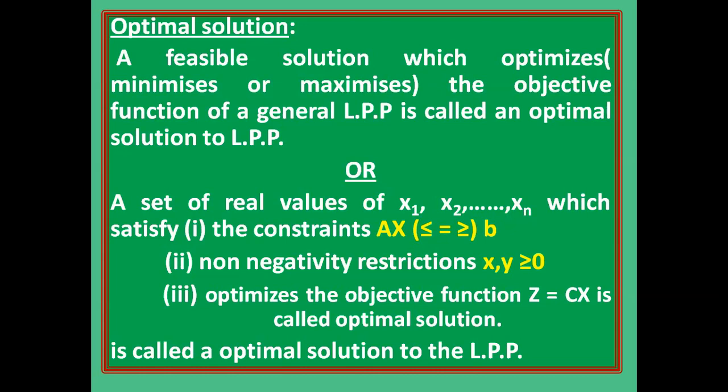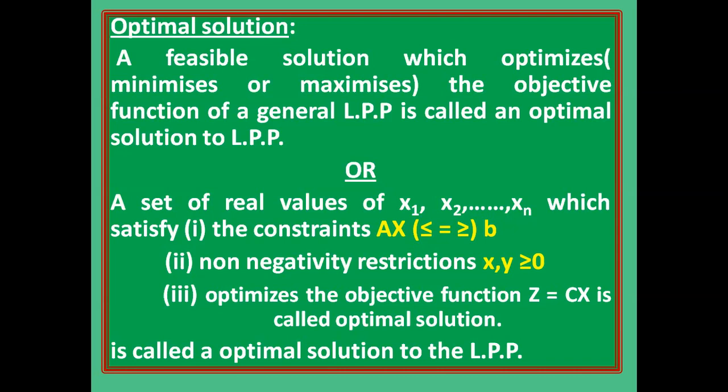A feasible solution which optimizes, minimizes or maximizes the objective function of a general LPP is called an optimal solution to LPP. Here again we have to stress the first word of the definition, feasible solution. Whenever we specify a feasible solution, it already satisfies all the given constraints and the non-negativity restriction. And in addition, if it optimizes, either minimizing or maximizing the objective function, then it will be called an optimal solution to LPP.